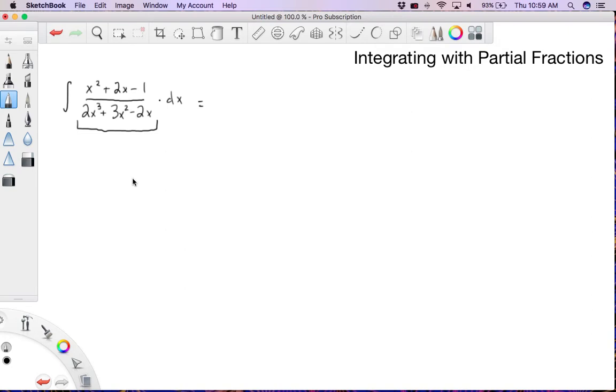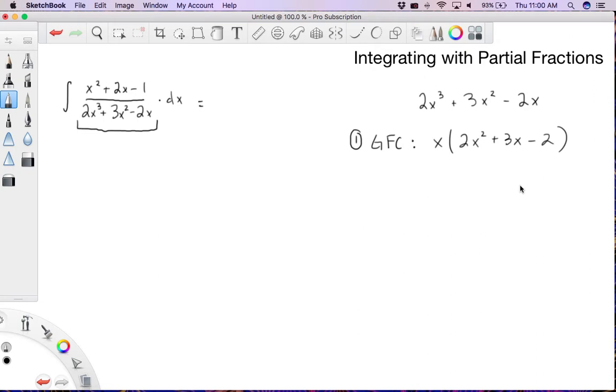The bottom of this fraction is a third degree polynomial, so we're going to take it over here to the side and try to factor it. If you've forgotten the steps of factoring, the first thing you always do is factor out the greatest common factor. What do all three of these terms have in common? Well, they have an x, right? So we're going to factor out an x. Then we get 2x squared plus 3x minus 2.